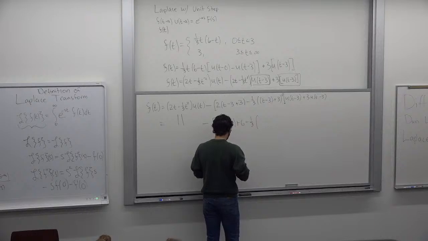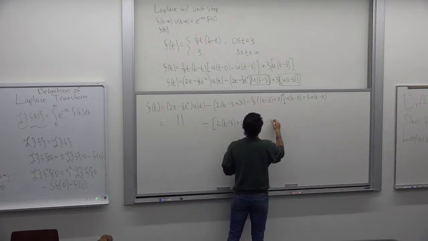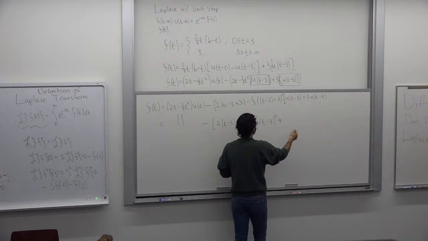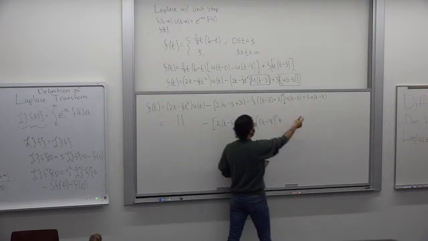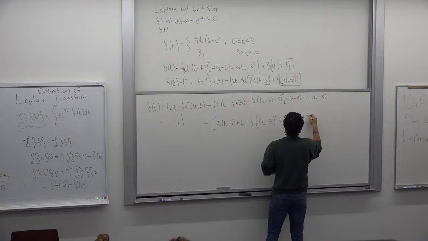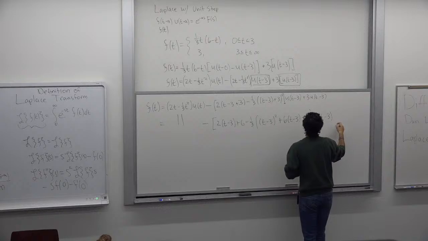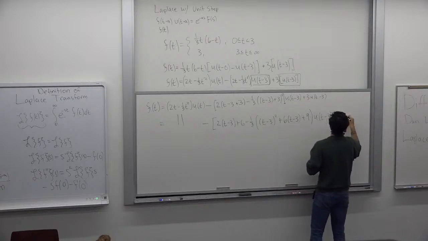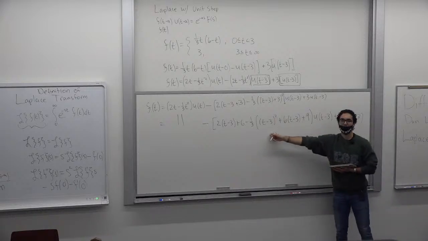So I'm going to FOIL this. It's going to be (t minus 3) squared plus 3 times (t minus 3) plus 3 times (t minus 3), so 6(t minus 3) plus 9 u to the t minus 3 plus 3 u to the t minus 3. I assume there might be some questions about how I FOILed this.